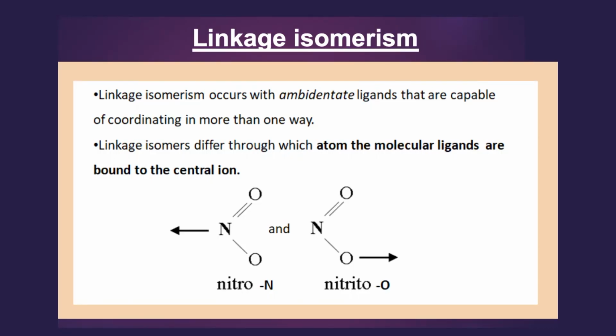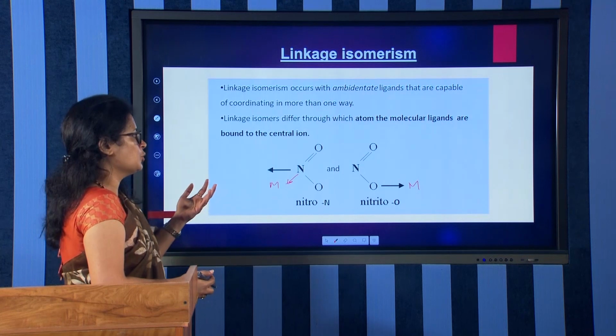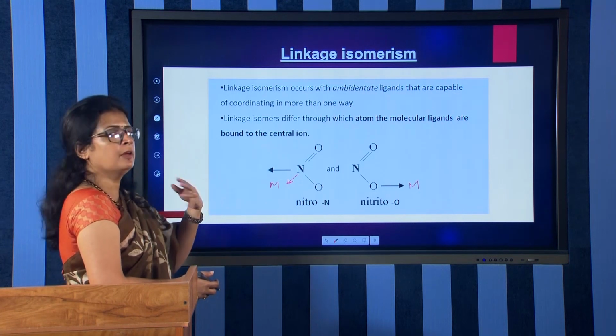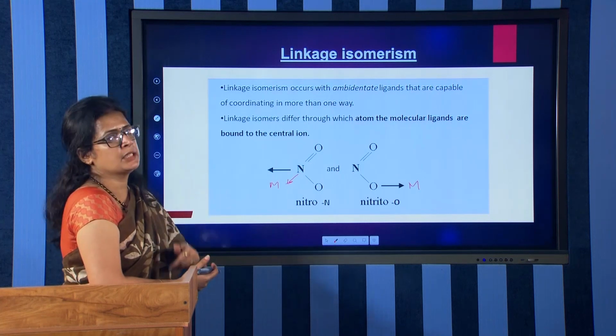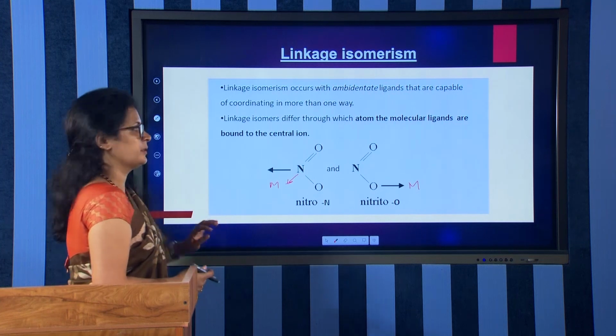And the linkage isomers differ in which atom of the ligand is bound to the central ion. If the ligand is attached to the central metal atom through nitrogen, it is nitro, and in another complex oxygen will be acting as the donor atom, it will be nitrito. Both are different.